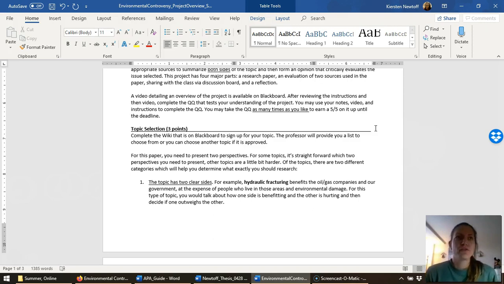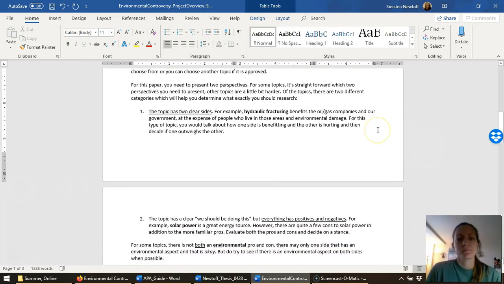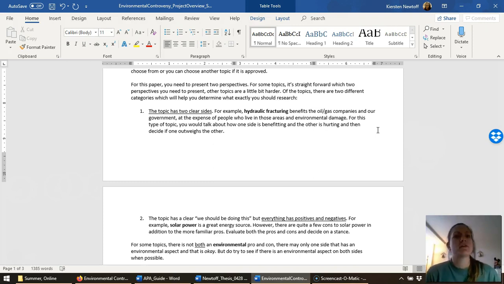And in general, there's two different types of topics that your paper will be focusing on. So one type is where the issue has two clear sides. For example, hydraulic fracturing. There is the pro-business and pro-consumer side: hydraulic fracturing makes oil and gas a lot cheaper. But the other side of it is the environmental aspect, the environmental degradation that's happening. So you have two clear sides to argue.